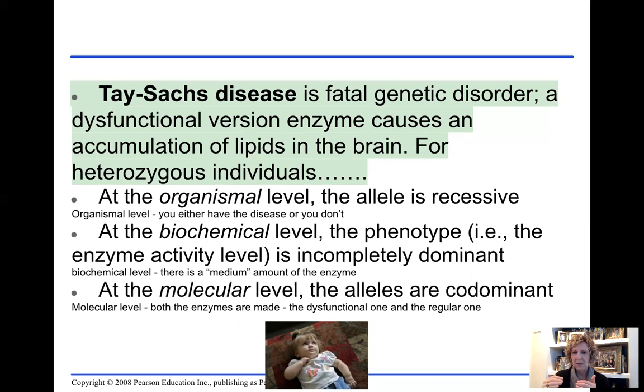But I guess I should go back to the biochemical level. There is enough of the normal healthy enzyme that the person would not have the accumulation of lipids in their brain, so they wouldn't have Tay-Sachs. At the molecular level, both alleles are codominant, because the Tay-Sachs allele codes for a defective enzyme, and the normal allele makes a regular enzyme that works. So it depends on which level you're talking about when you talk about dominant versus recessive. It's actually more complicated than what you think.